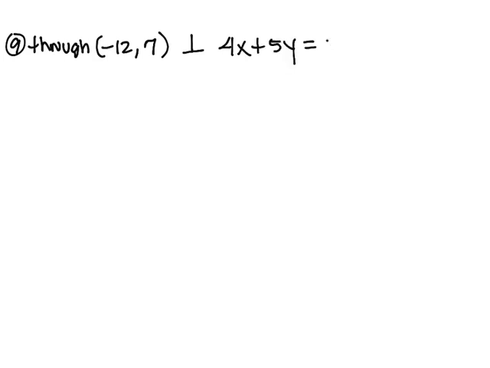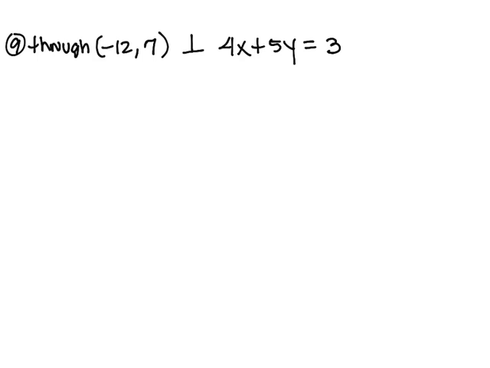Number 9. Write the equation that's going to go through the point -12, +7, and it's perpendicular to 4x plus 5y equals 3. 4x plus 5y equals 3. So again, we're looking at this equation to get its slope.